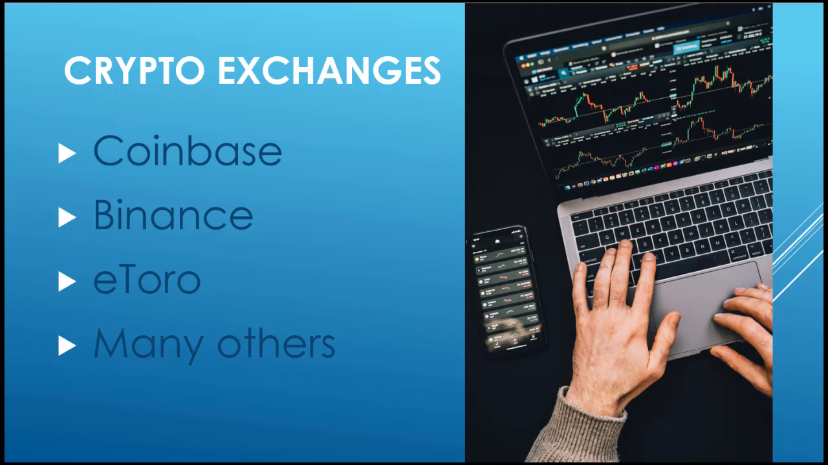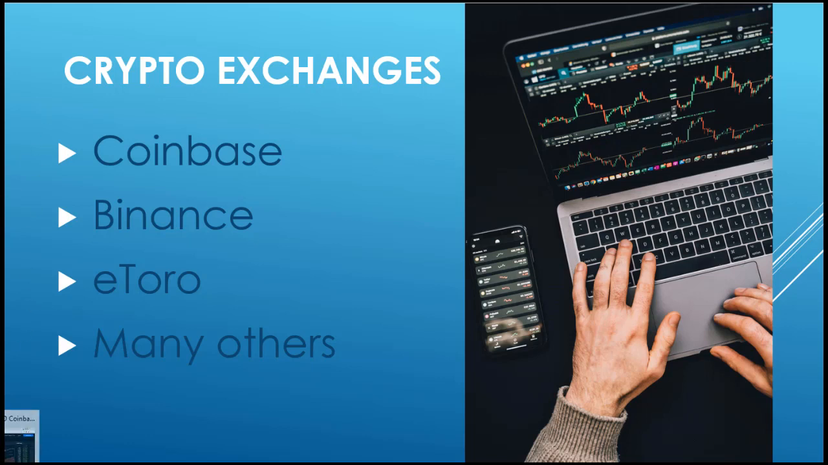You can buy cryptocurrency with fiat currency such as the US dollar. So you can take the US dollar and go and buy Bitcoin. You can also take one cryptocurrency and trade it for another. So for example, you could take Bitcoin and trade that Bitcoin for some Ethereum, or you could take some Ethereum and trade it for some Bitcoin. And I'll show you some of those popular cryptocurrencies. Some of the most popular crypto exchanges are Coinbase, Binance, and eToro.